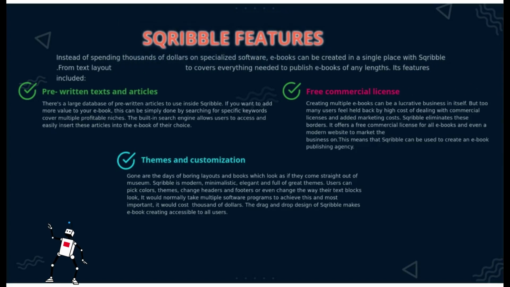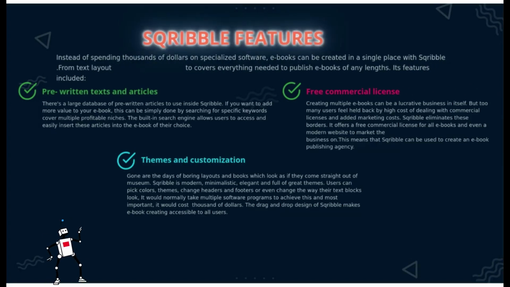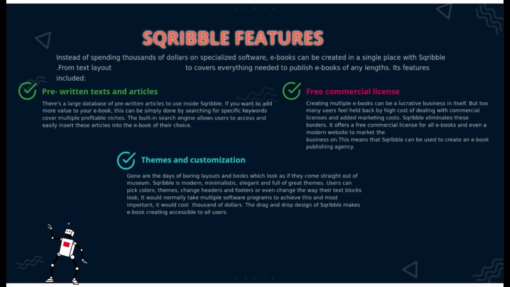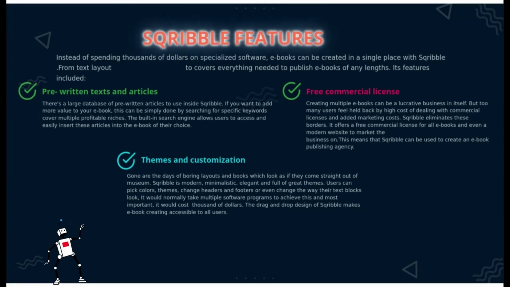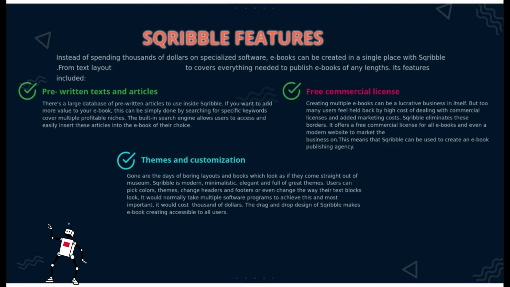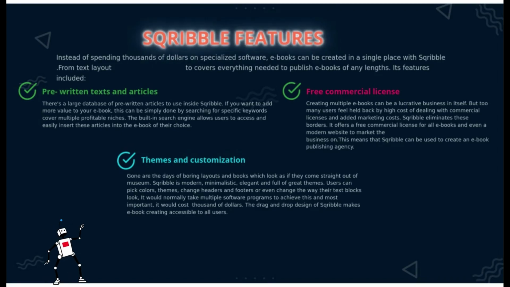Sqribble features. Instead of spending thousands of dollars on specialized software, ebooks can be created in a single place with Sqribble. From the text layout to covers, everything needed to publish ebooks of any length. Its features include pre-written text and articles. There's a large database of pre-written articles to use inside Sqribble.